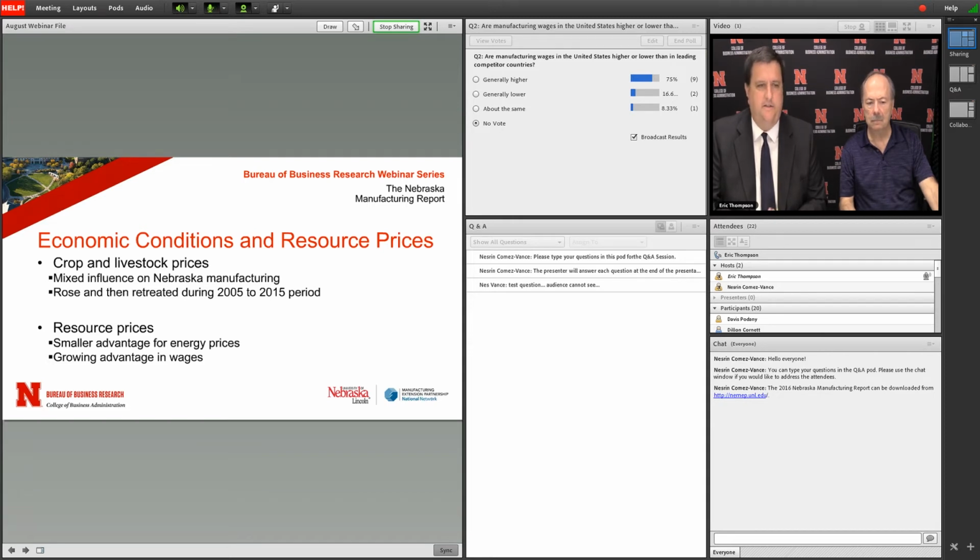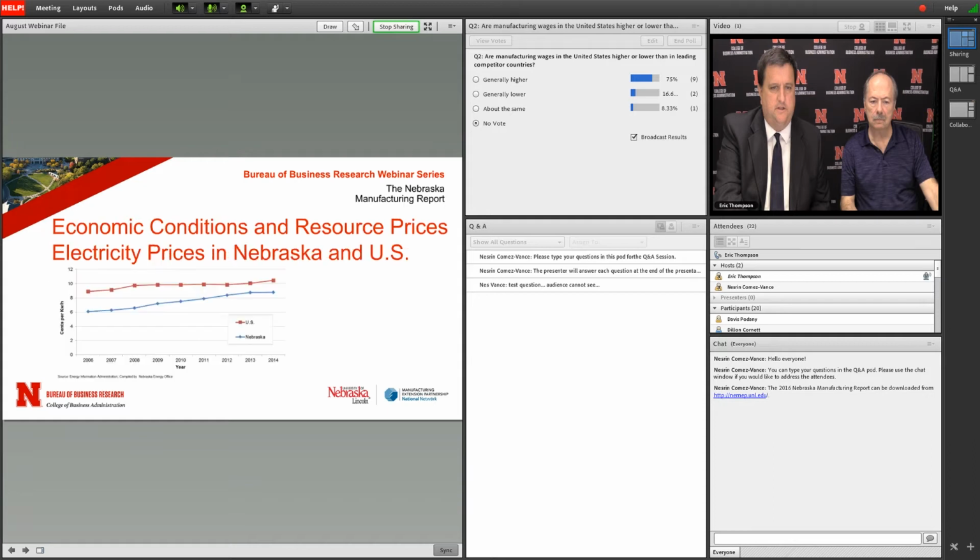Over the last decade, they've also been a mixed bag. They rose very rapidly during the last decade, but then they've fallen in recent years, and that decline has placed some pressure on part of our manufacturing sector, especially the part related to producing farm implements and other inputs into manufacturing. Two other key prices that we tracked over the last decade were the price of energy, in particular electricity, and the wages in our state's manufacturing industry. So let's see some results for electricity in particular, a big part of our energy sector.